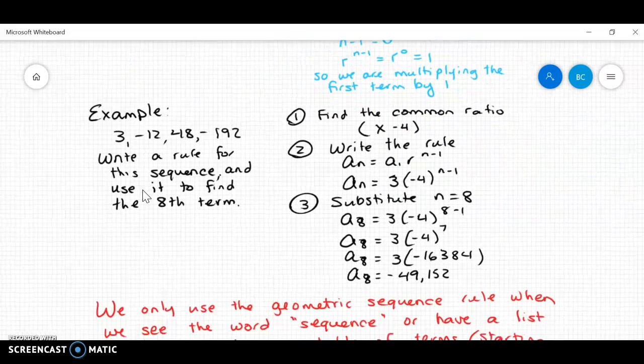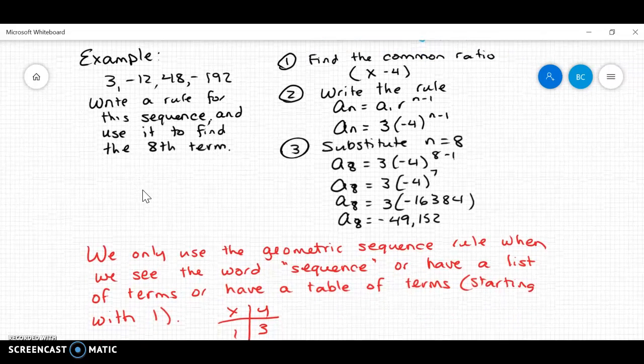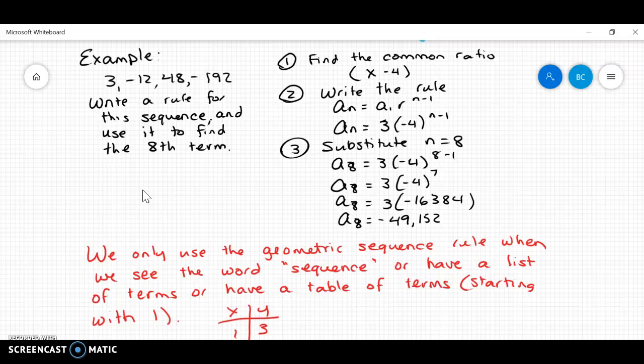So let's look at an example of this. Say, for example, I have a sequence like this, and I look at it and I can tell that I'm multiplying times 4 each time, and it actually must be -4, because 3 times -4 gives me a negative, and then times -4 again gives me positive, and -4 again gives me that negative. So if I were asked to write a rule for the sequence and use it to find the 8th term, my first step would be to find the common ratio.